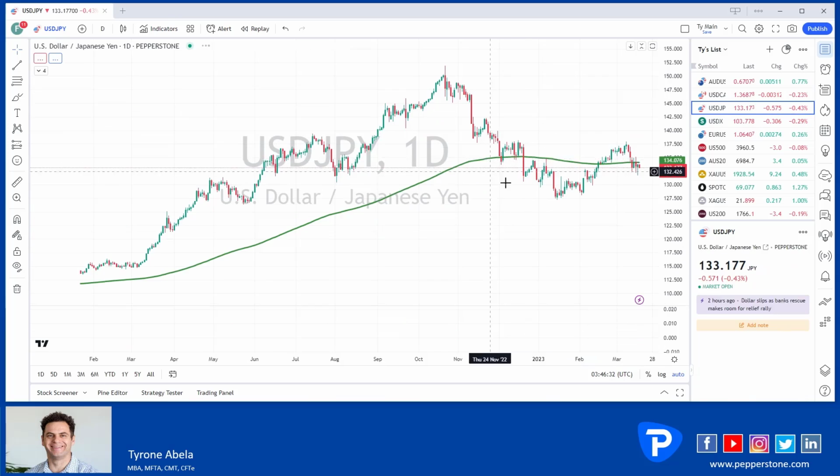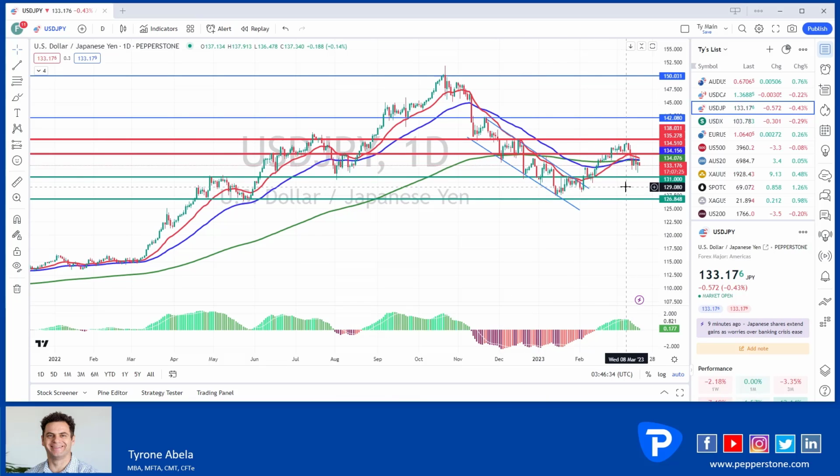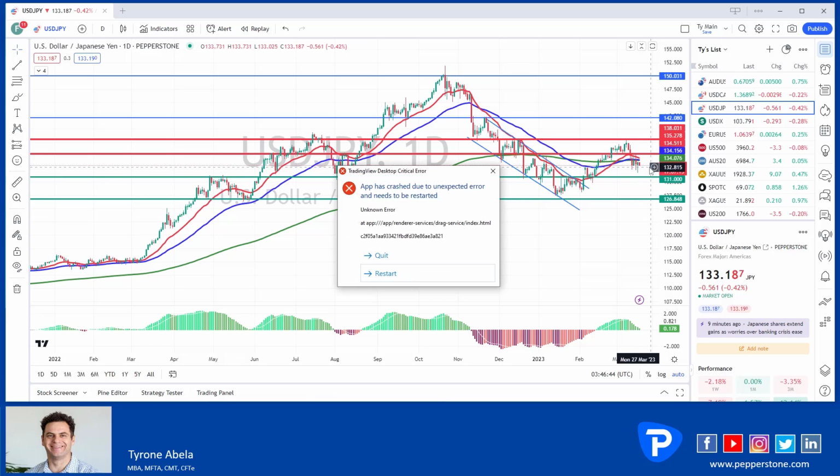Okay, US dollar yen. Now, look, this one's been probably a little bit weaker than I would have expected. It's hovering under the 20 moving averages. It's got a lot of work to do to move up. You've got the 200, 50, and 20 moving average right in front of it. The obvious move would be down now.